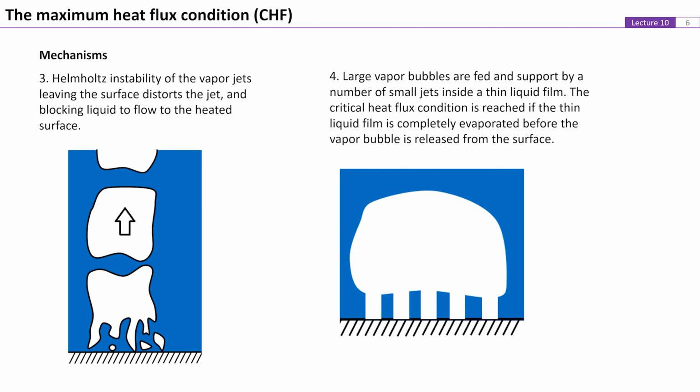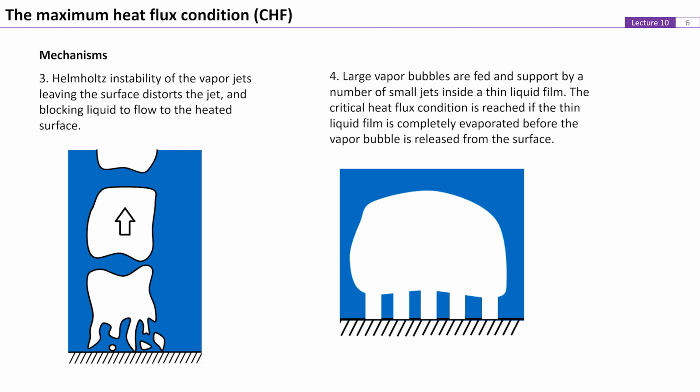The third possible mechanism is associated with the hydrodynamic interfacial instability on the interface between vapor columns and the surrounding liquid. If vapor columns and jets above the heated surface are sufficiently distorted to be laterally connected, the paths for liquid flow towards the heated surface will be blocked. This in turn causes the formation of a vapor blanket over the solid surface.